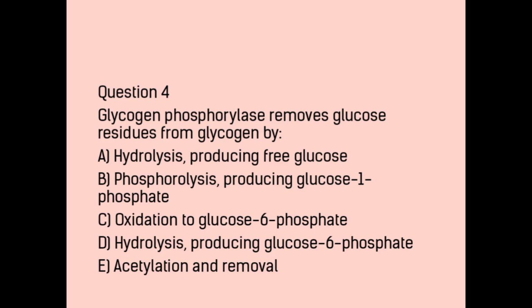Our next question. Glycogen phosphorylase removes glucose residues from glycogen by what? A, hydrolysis producing free glucose. B, phosphorolysis producing glucose 1-phosphate. C, oxygenation to glucose 6-phosphate. D, hydrolysis producing glucose 6-phosphate. E, acetylation and removal. So which of these answers will be the correct one to this question?